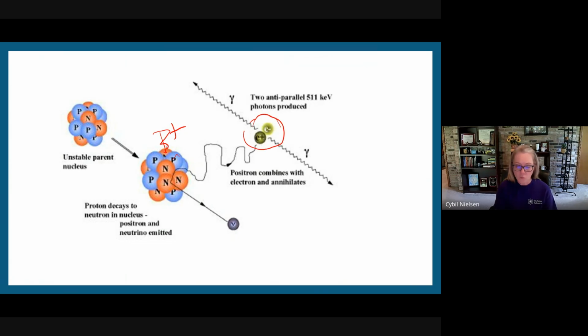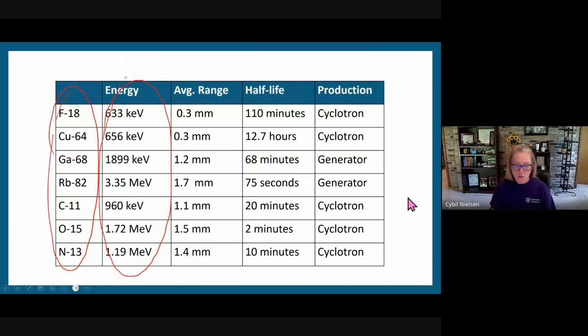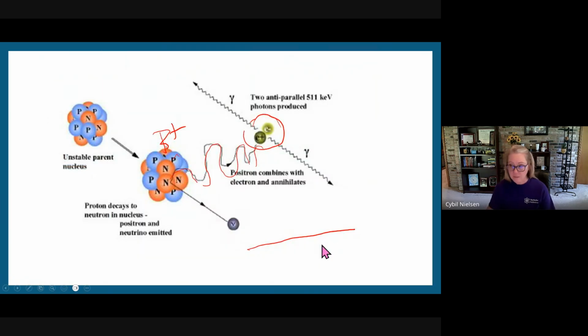Two important things. One, it doesn't travel in a straight line. It's going to travel in an erratic pattern. And the second important thing is that the distance it travels depends on how much energy it has. So if you're going to compare F18 with rubidium-82, you can see that F18 does not travel as far as rubidium-82 does. Why is this significant? Because the camera thinks this is where the tumor is when this is where the tumor is. So you're introducing error in all different directions when your positron is traveling very far before the annihilation occurs.